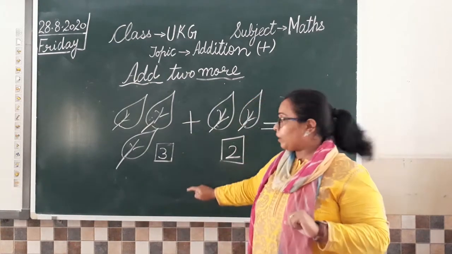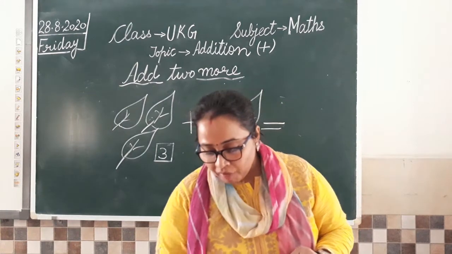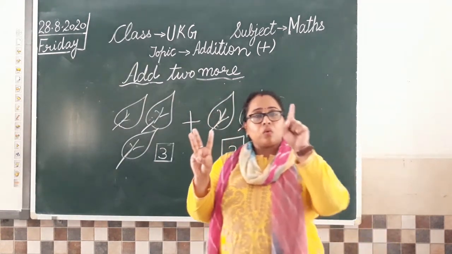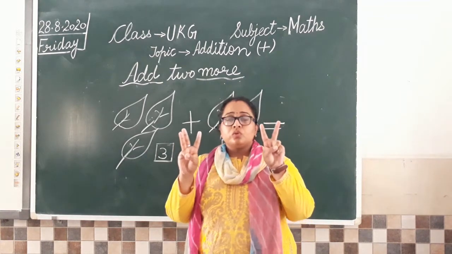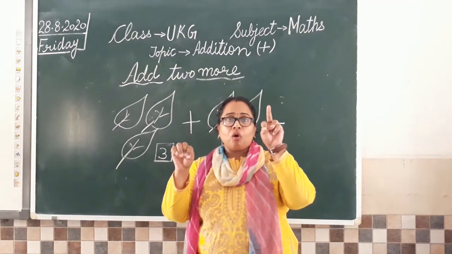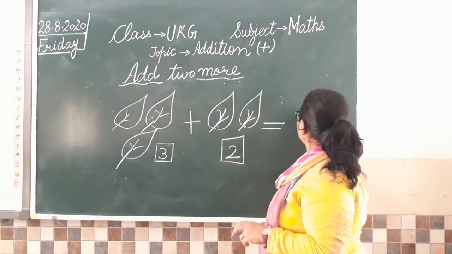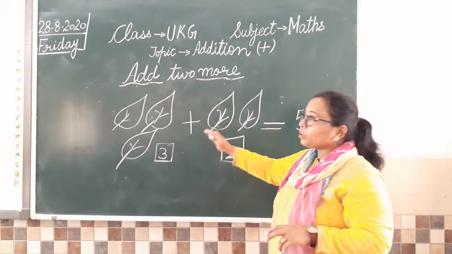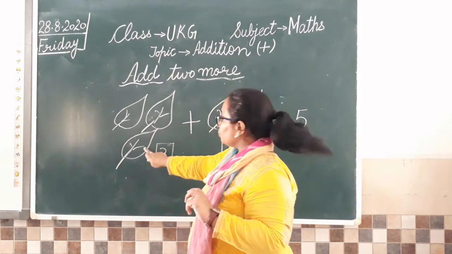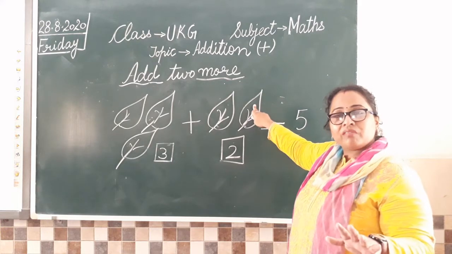Now we will do it on fingers. 3 plus 2. So let us start opening our fingers. 1, 2, 3. 3 plus 1, 2. So how many we have? 1, 2, 3, 4, 5. Clear? So what is the answer here? 5. Now let us count the objects and see. 1, 2, 3, 4, 5. So we have 5 leaves now.